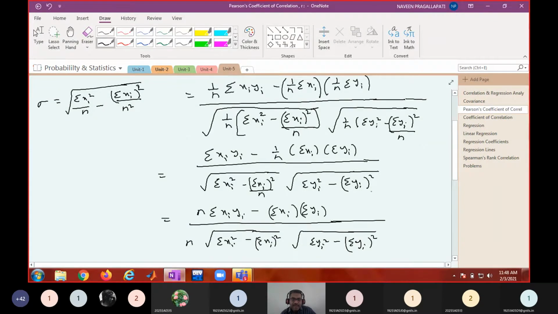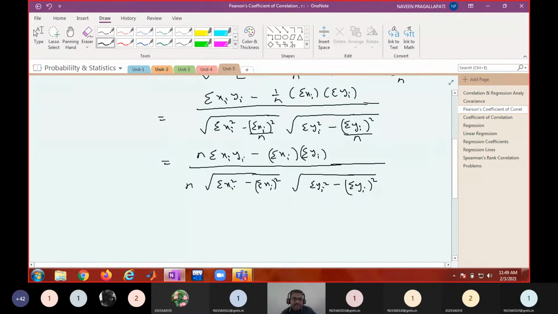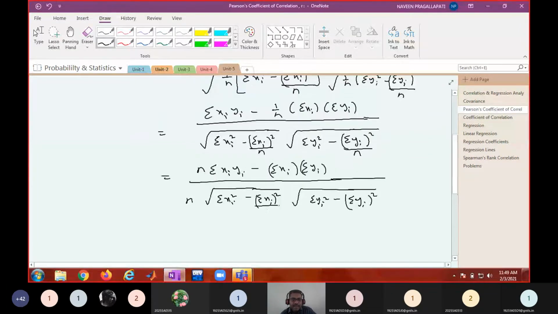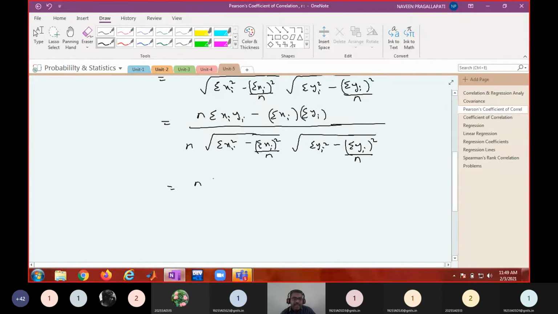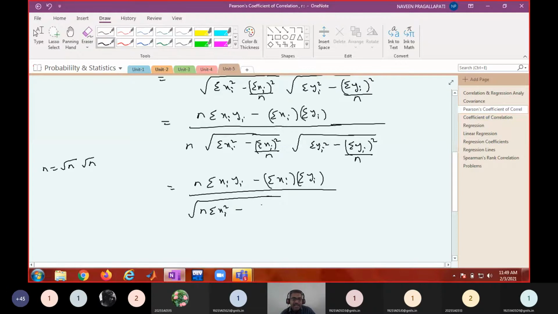So when I divide with n here, if I take this n as root n into root n, I can write this as n into sigma xi yi minus sigma xi into sigma yi divided by, if I write n as root n into root n, then n can be taken inside, so the square root of n into sigma xi square minus sigma xi whole square, into the root of n into sigma yi square minus sigma yi whole square. So thanks for the correction.